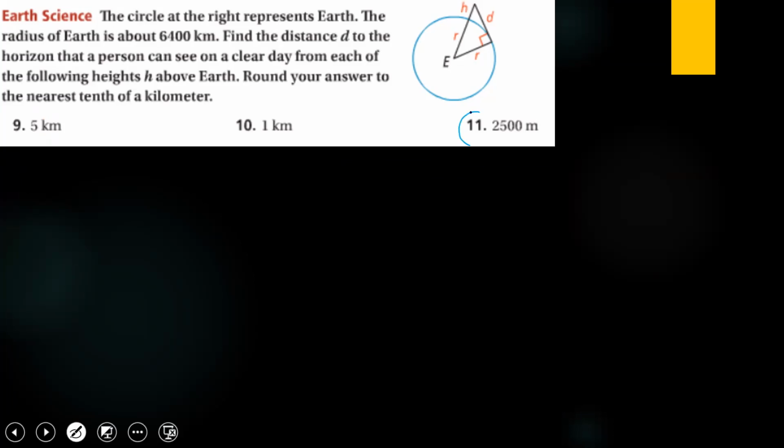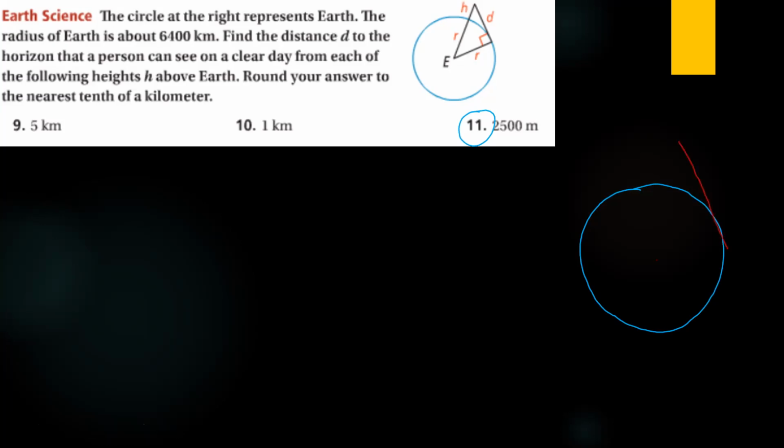In number 11 here, this is a circle, and this is a line that is tangent to the circle here. This is the radius of the circle. This is another radius. And here we have 2,500 because h here is 2,500. And I need to find d now.